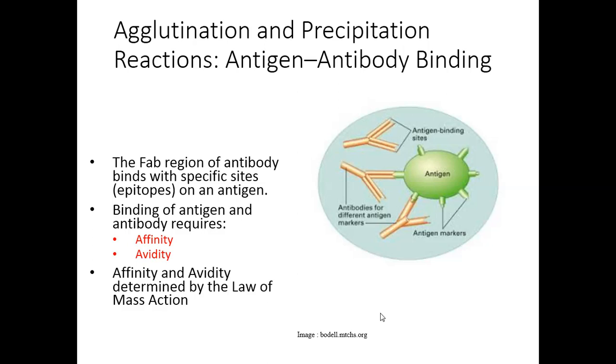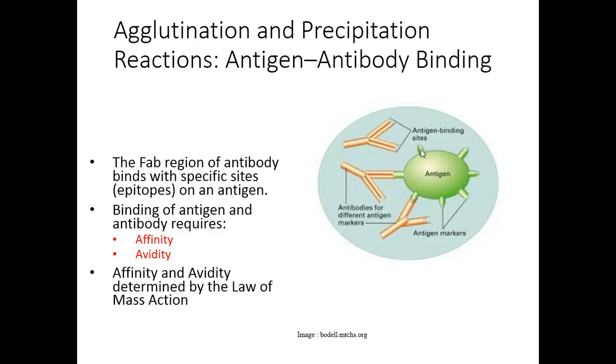So we're going to start out looking at the basics of agglutination and precipitation reactions. And we're going to start with the most important thing, antigen-antibody binding. The principle of the agglutination and precipitation reactions are based on the binding of this FAB region, the antigen binding region, to its matching specific epitope on an antigen, right?